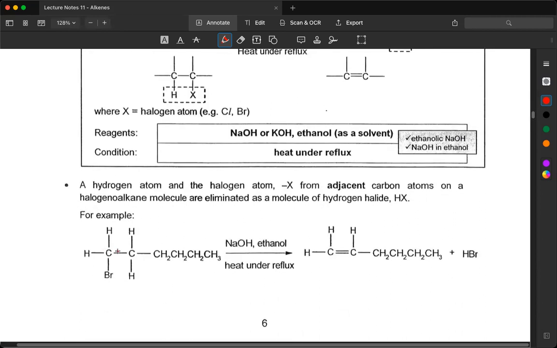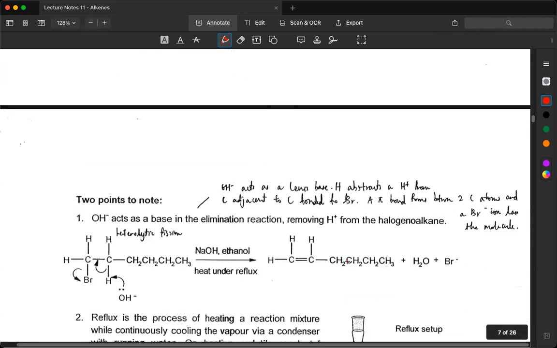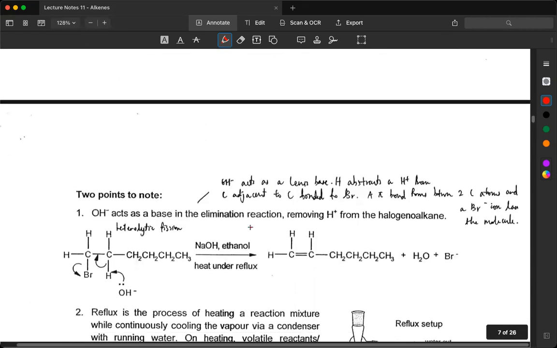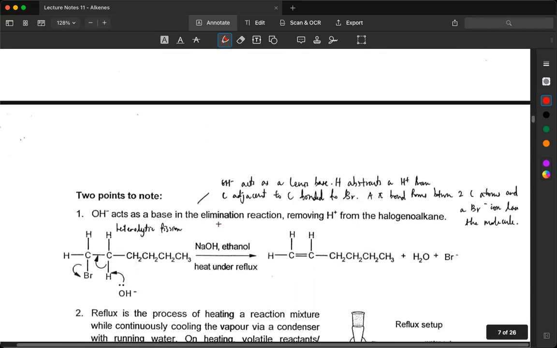So what happens is that the hydrogen atom and the halogen atom from the adjacent carbon atoms on the halogenoalkane will be eliminated as a molecule of hydrogen halide. And the double bond between the carbons is formed. Two points to take note. In this reaction, the OH minus acts as a base in the elimination reaction. It's actually acting as a Lewis base that extracts a H plus from C adjacent to C. And there will be a formation of the pi bond between the two carbon atoms.